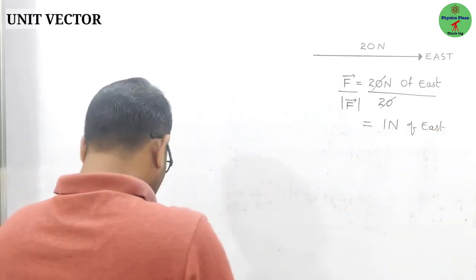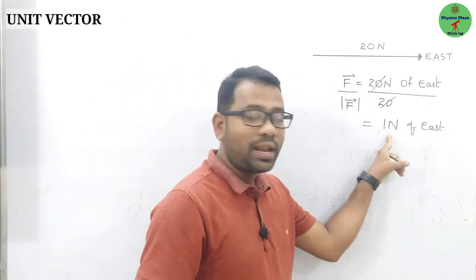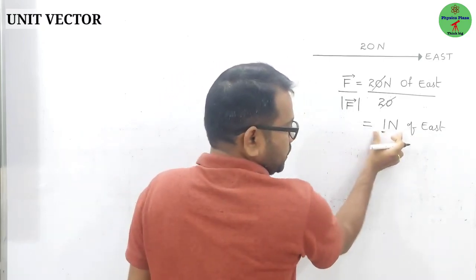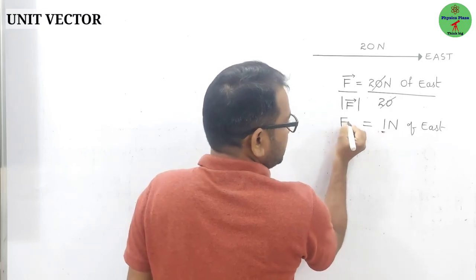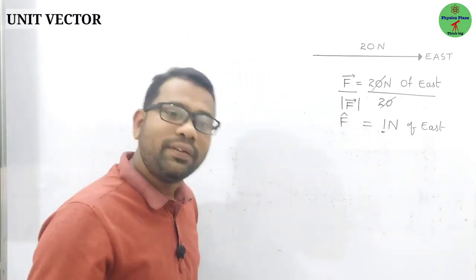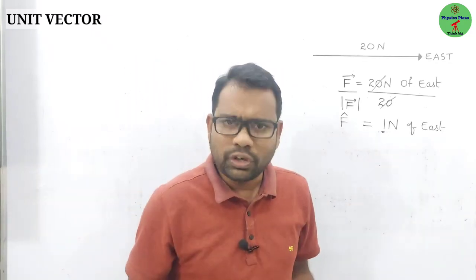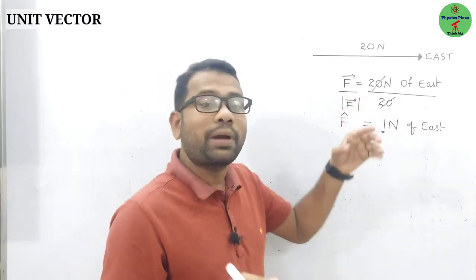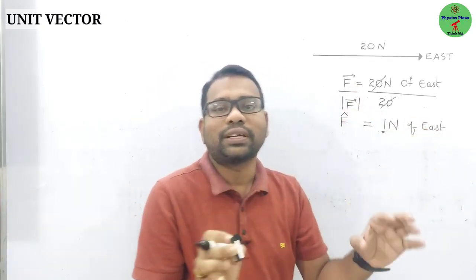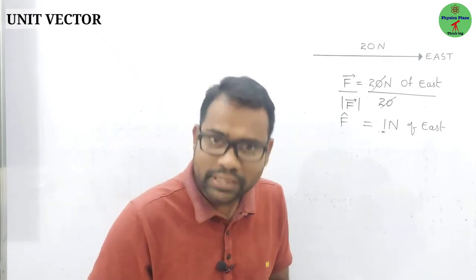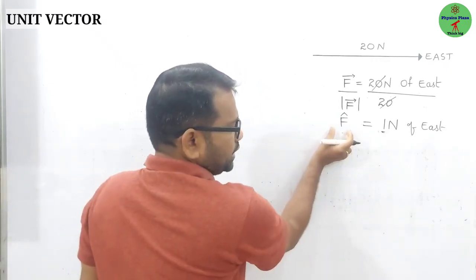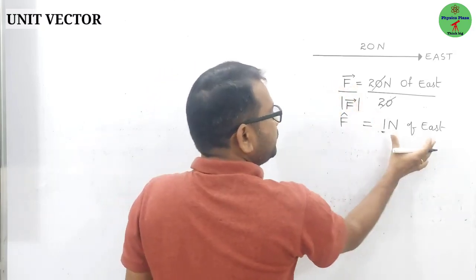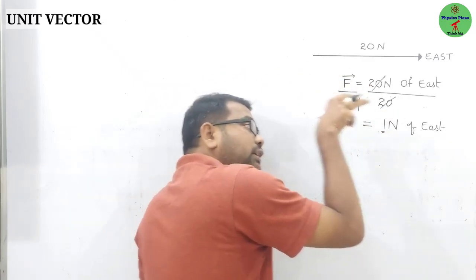Here, how much force? 1 Newton acting towards east. What is the magnitude of this vector, children? 1. So now this vector we can call the unit vector. The representation will be F cap. Now how do we obtain a unit vector? Very simple. Any vector is divided by its own magnitude, then we get the unit vector. So here, unit vector means simply we are dividing a vector by its own magnitude. As a result, we get a unit vector in that direction.